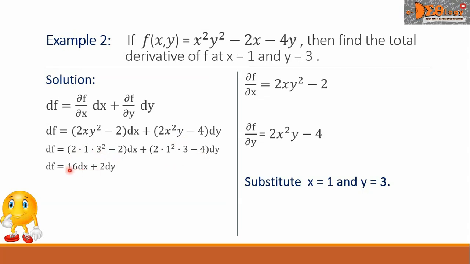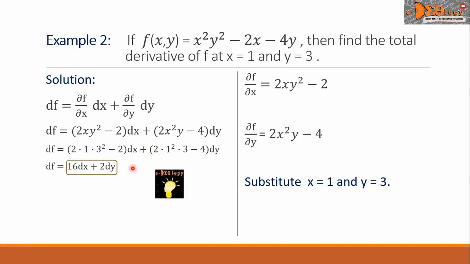So we have 16 dx plus 2 times 1 square is 2, times 3 will be 6. 6 minus 4 is 2. So we write here 2 dy. This is the final answer.